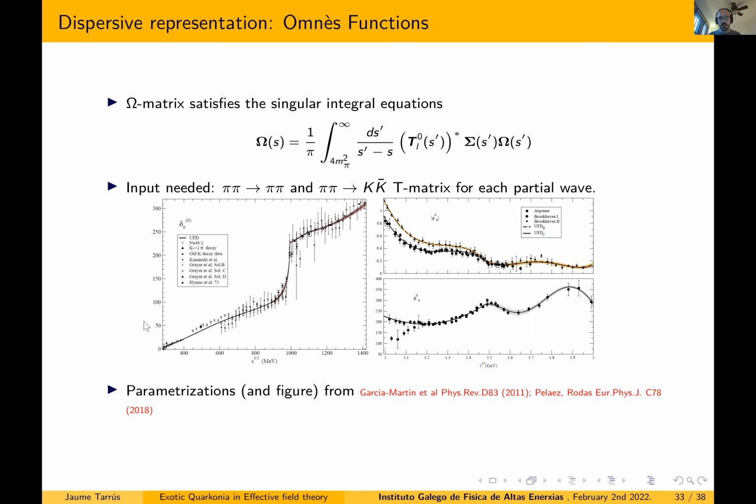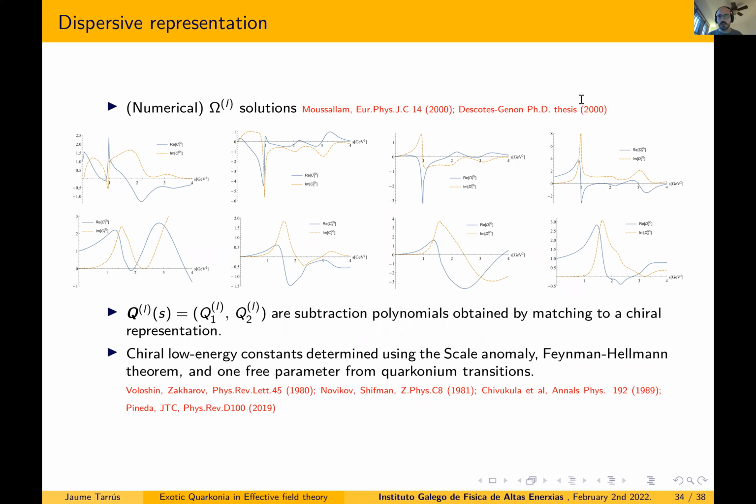So this figure here corresponds to the phase shift of pi pi, and this corresponds to the partial wave of pi pi to K K bar. These dots are experimental data, and there are some parametrizations of this data which can be found in these papers. Taking these parametrizations and plugging them in here, one can solve for these Omnes functions using some numerical techniques, which are in these papers.